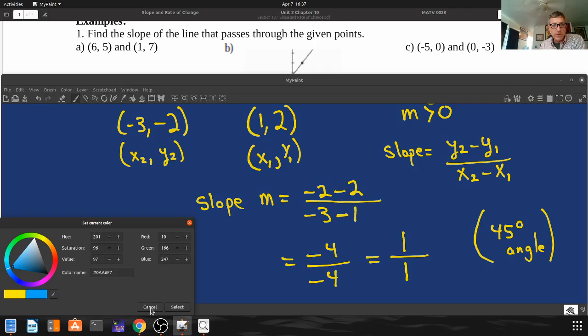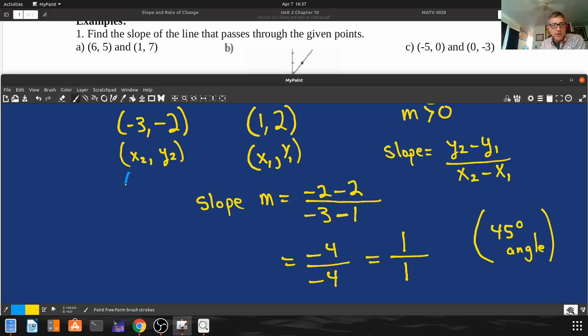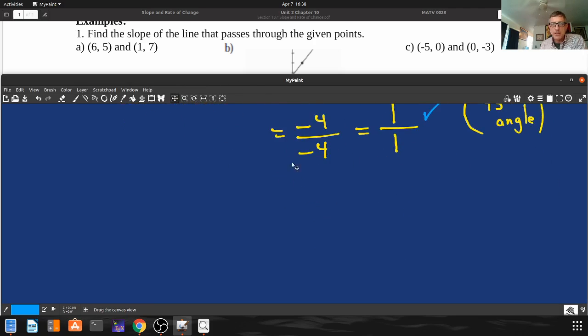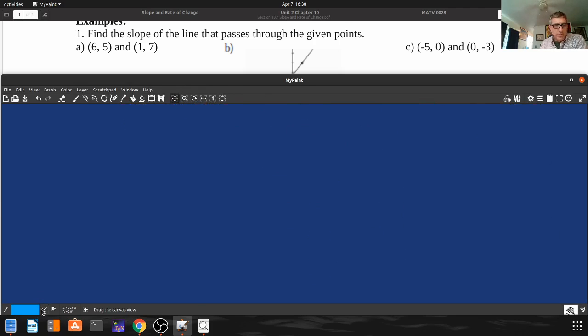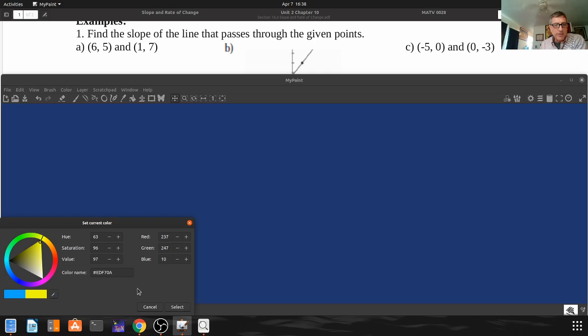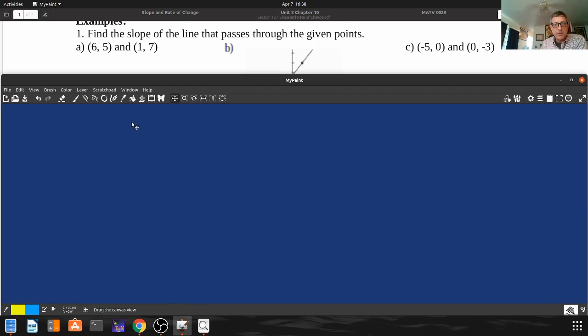But if you don't, make sure that you get the exact same number if you label minus 3 as x1 and minus 2 as y1, and 1 as x2 and 2 as y2. When you use the formula, you're still going to get the exact same thing. It doesn't matter. So again, this is just a lot of applications of the formula.